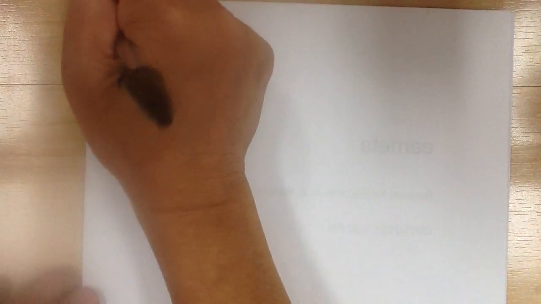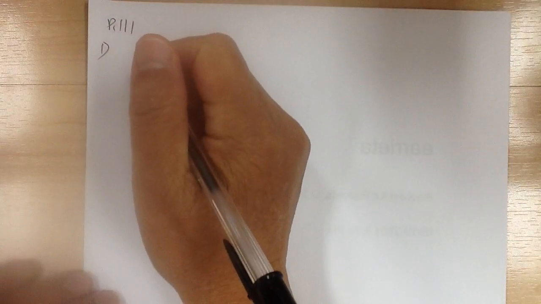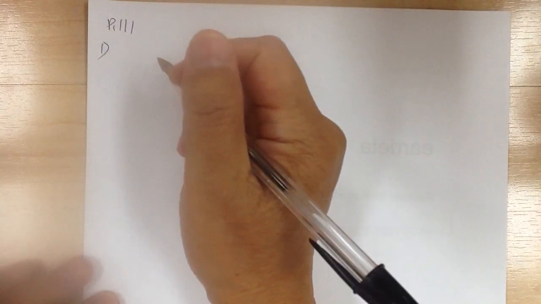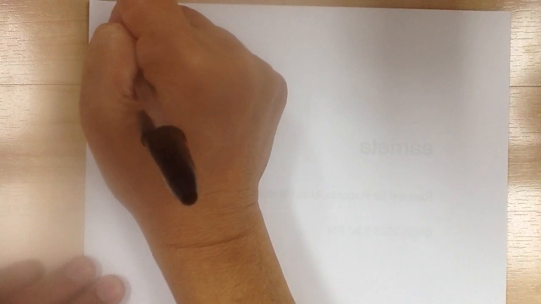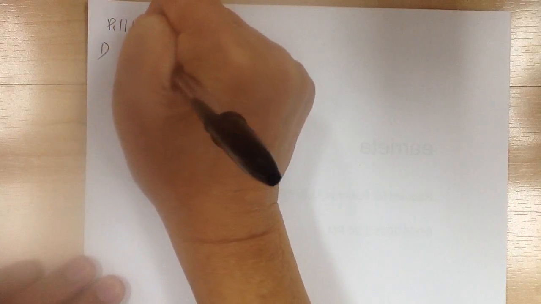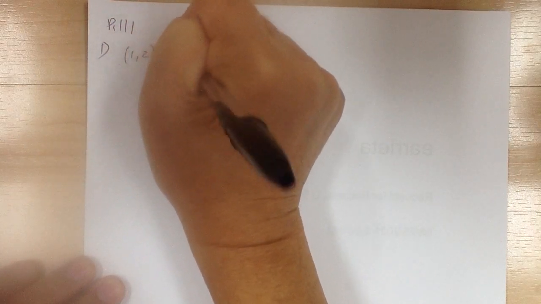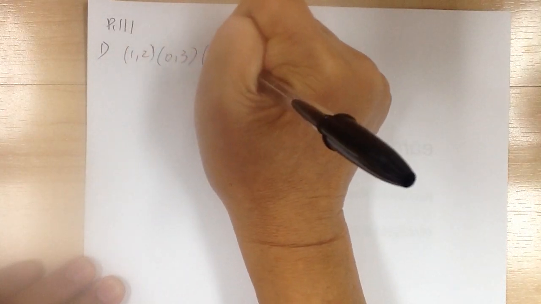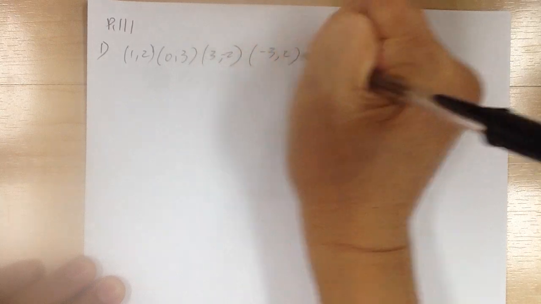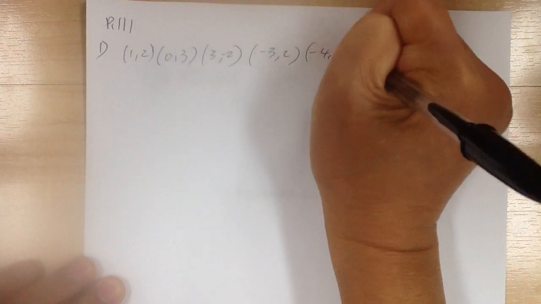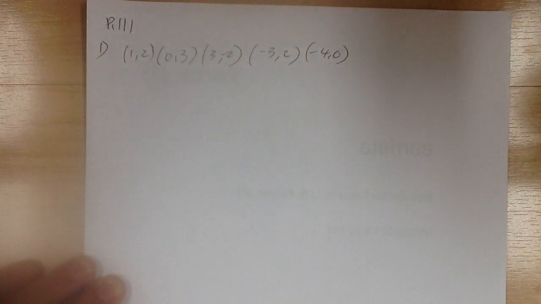Okay, let's go to page 111 and start with number 1. For each exercise, graph the ordered pair in the same coordinate plane. So you want to graph all that in one graph. Okay, so we've got (1, 2), (0, 3), (3, -2), and (-3, 2), and (-4, 0). So that's going to graph that.